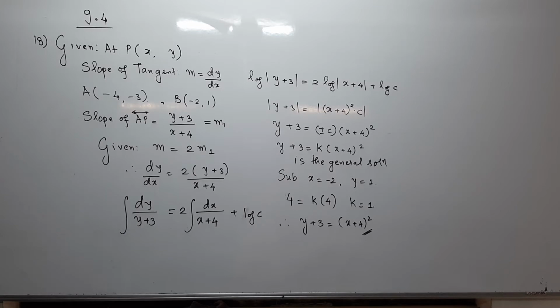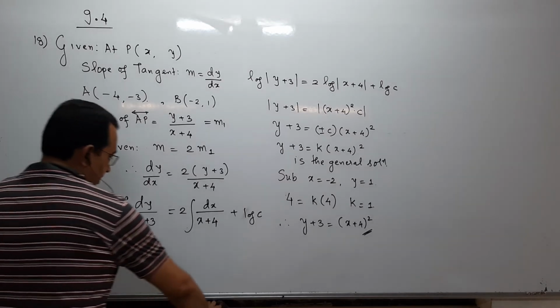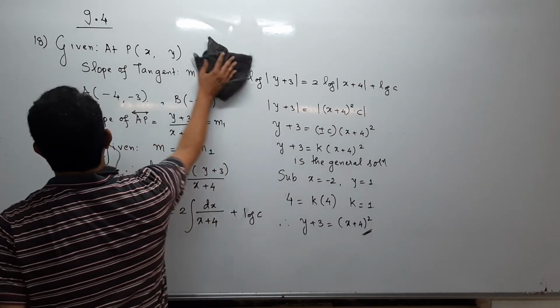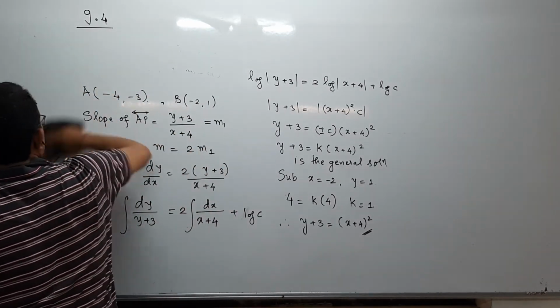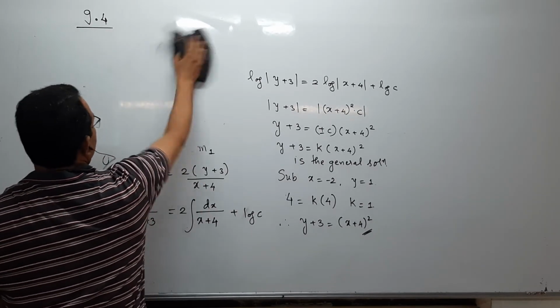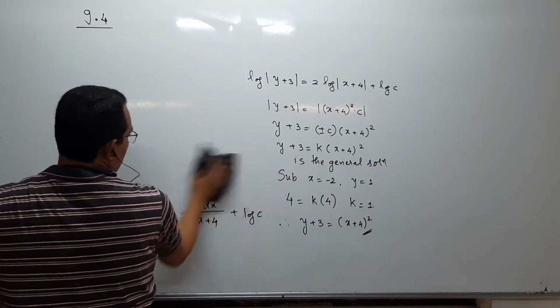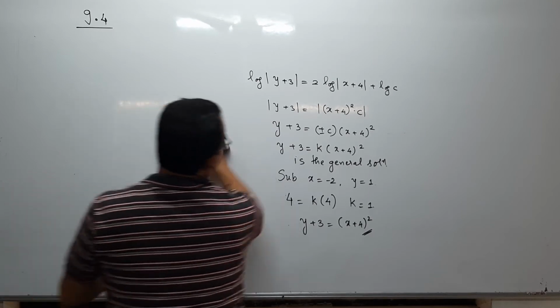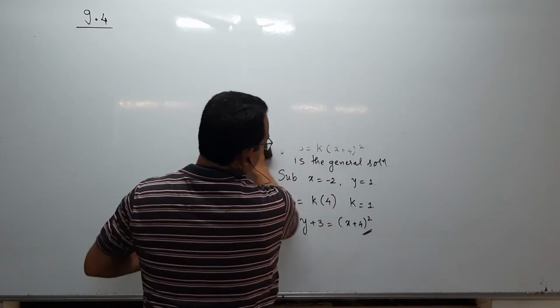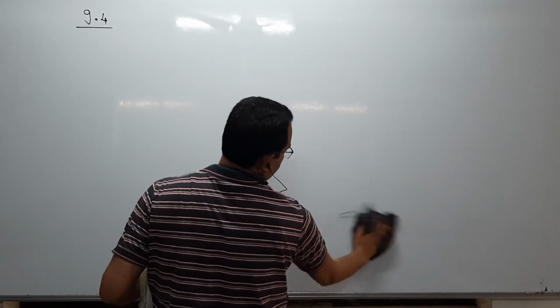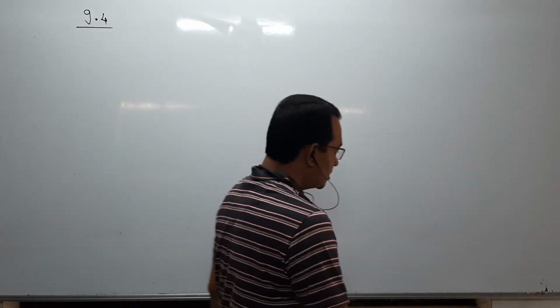So students, this will be a shifted parabola. I can take x plus 4 as capital X. So I will get X square is equal to capital Y, where capital Y is equal to y plus 3. You were taught shifted parabola in 11th standard in conic sections. So the required parabola or the curve is y plus 3 is equal to (x plus 4) the whole square.